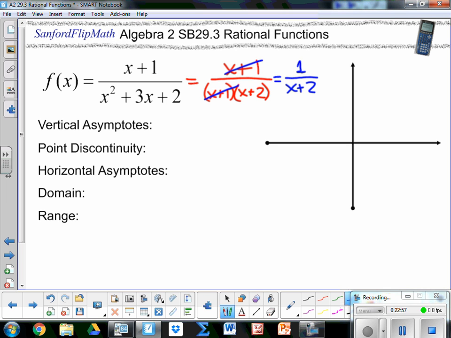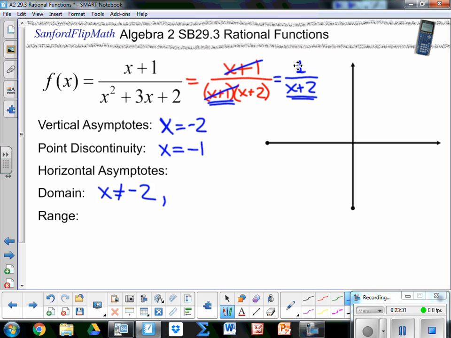Okay, so some things to write down. Vertical asymptotes come from the factors that don't cancel out in the bottom. It's only the bottom, it's not the top. So, I'm sorry, the vertical asymptote is x equals -2, because x can't be -2. So this is the line that it never touches. So the domain will have an x not equal to -2 in it. But remember that there was a restricted value from that x equals -1 also. But because it canceled out, it's a point discontinuity.